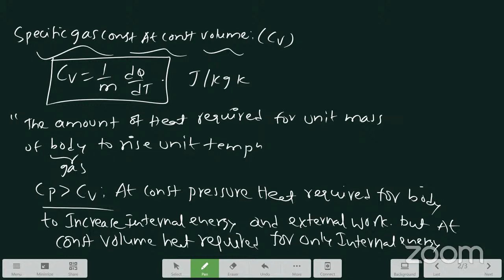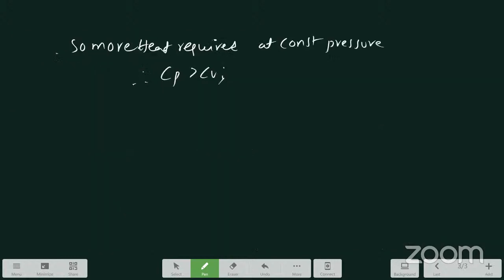So, student, more heat is required at constant pressure because heat is required for internal energy and for external work. That's why more heat is required at constant pressure. Therefore, Cp is greater than Cv. This is question number 1 for this day. The last question from this total intermediate first year, last SAQ.